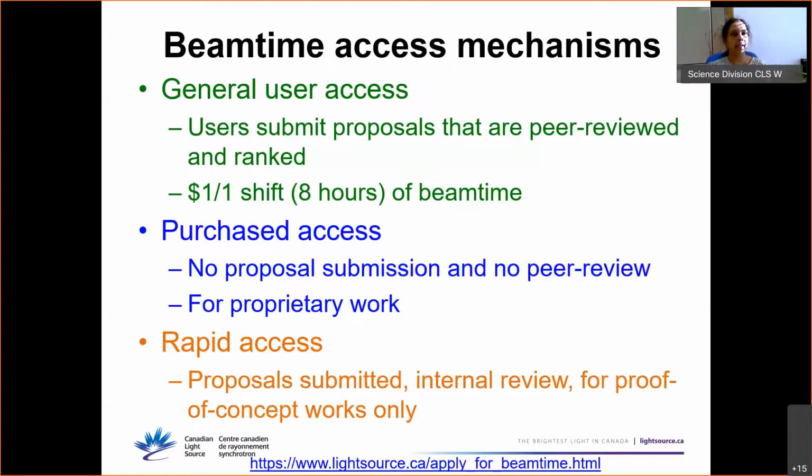The rapid access is for fast work or proof of concept work. For example, you approach a beamline staff here and the staff is not sure whether the experiment will work or not, and they want to give it a try with you. That is called proof of concept work.